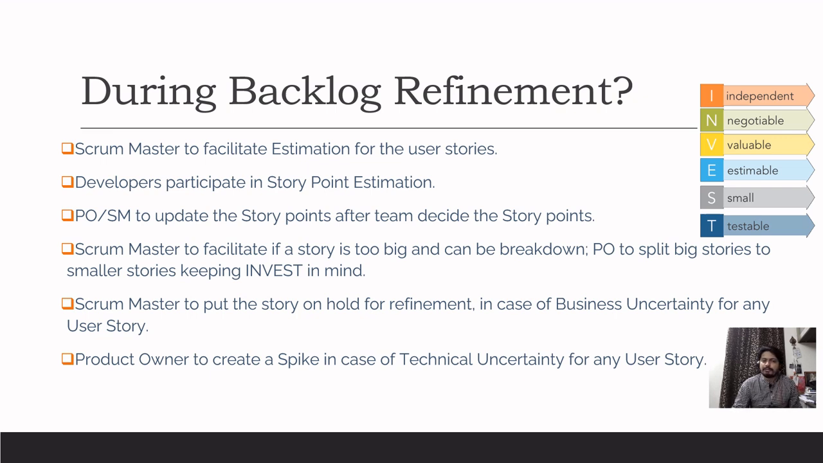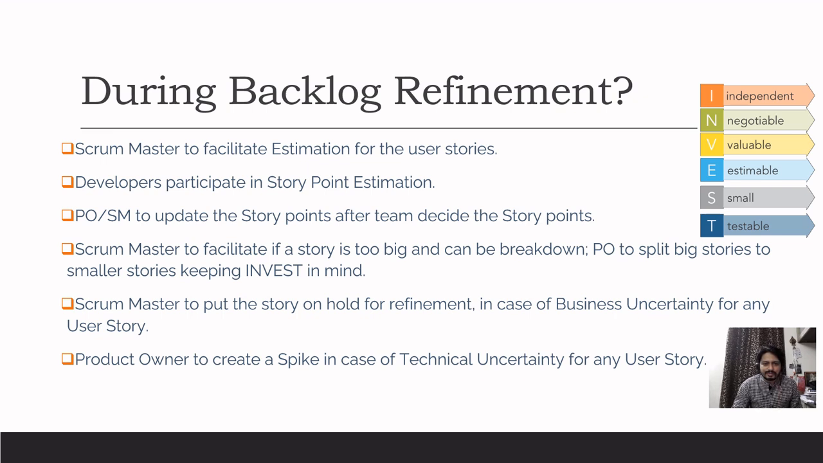And then the PO will move on to the next user story, and he will do the same cycle until all the user stories that we identified to take up in the backlog refinement are covered, right? Now there can be a few scenarios where things may not go as per plan. So let's discuss those.